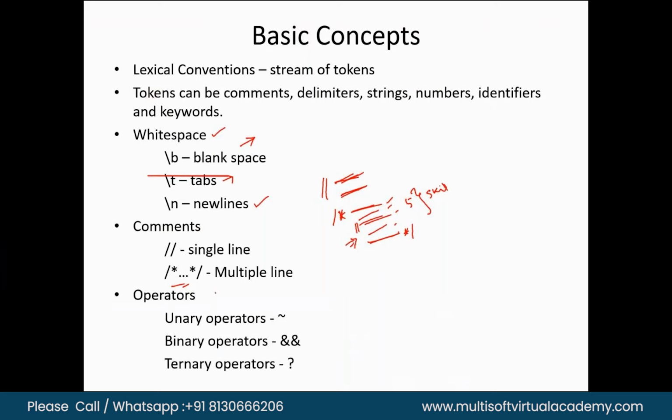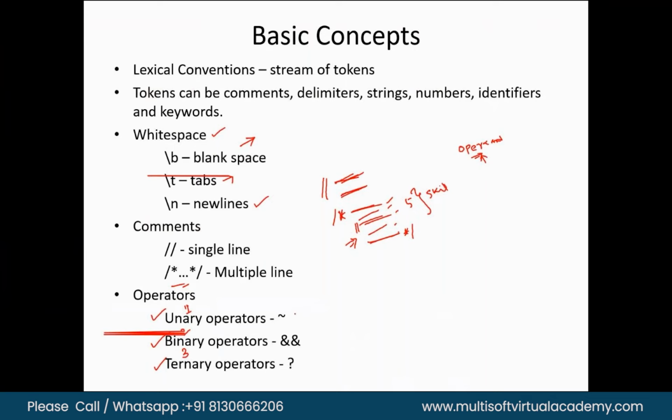And the next one is operator. I already told you that you need to know operators and operands. Operands are nothing but the variables, your input and output. Operators are nothing but the functions which we are going to operate between the operands. So here there are three types: one is a unary operator, a binary operator, as well as a ternary operator. Unary means one, binary means two, ternary means three.